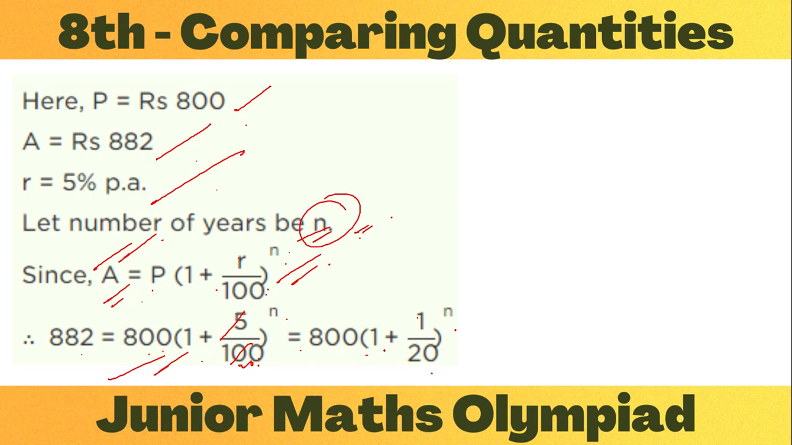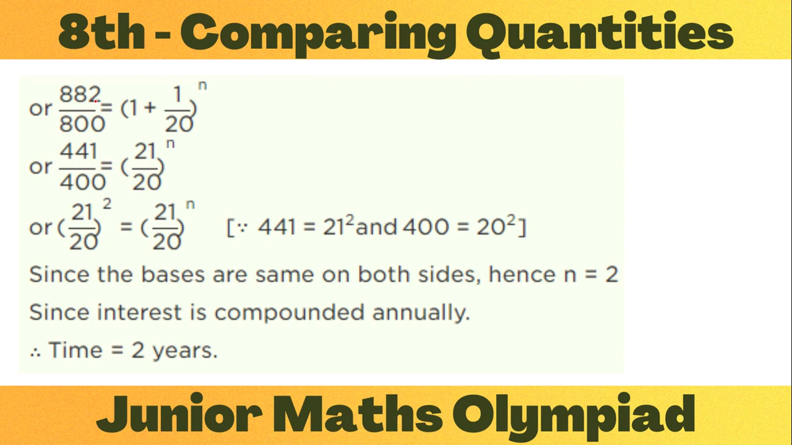This 800 we can take to the left hand side. It will become 882 by 800. On the right hand side this will remain. If we divide with 2, 441 by 400 will come. This one, 20 into 1, 20 plus 1, 21 by 20. After simplification we can write it as 21 by 20 whole power n. This 441 we can write as 21 square. 400 is 20 square. So 21 by 20 whole square.